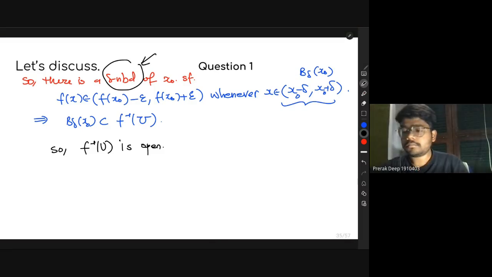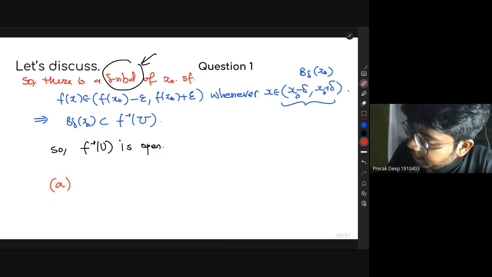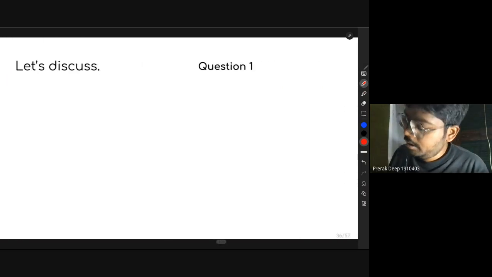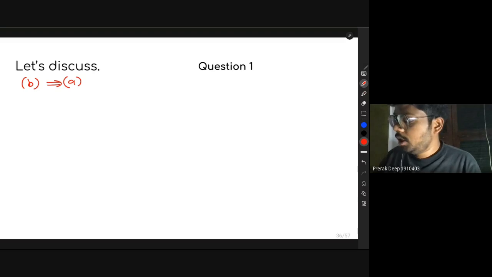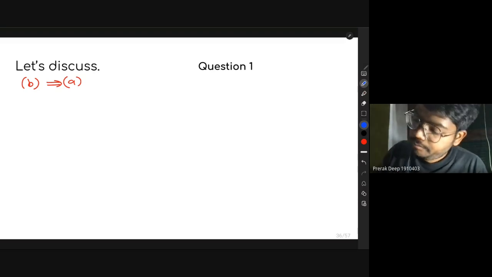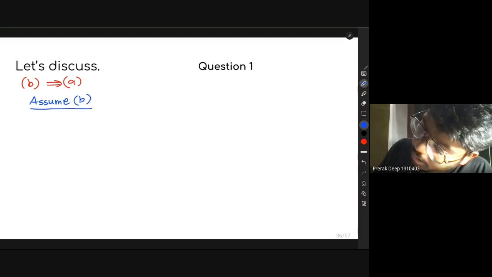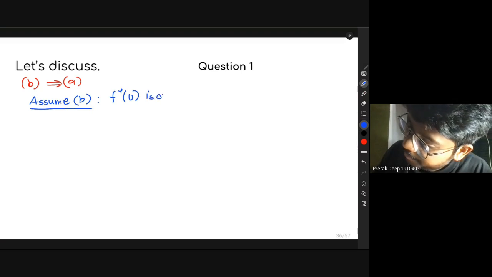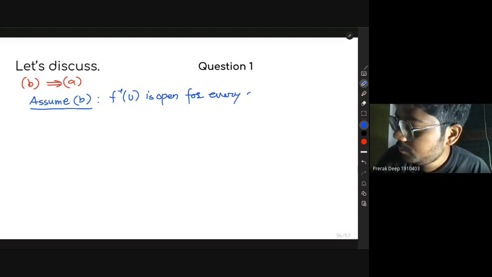So I'm not done yet. This part proves that A implies B. Now we need to prove B implies A. So we will start with the assumption B. And what is B? That f inverse of u is open for every open u in R.